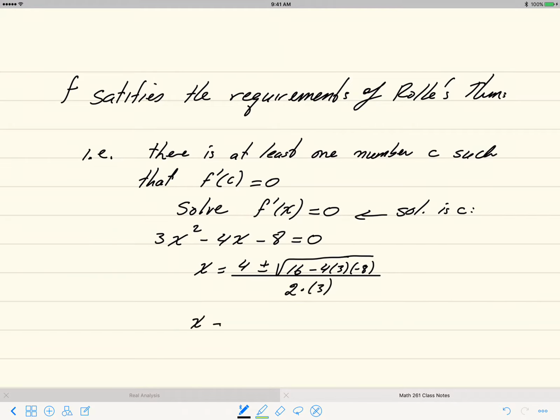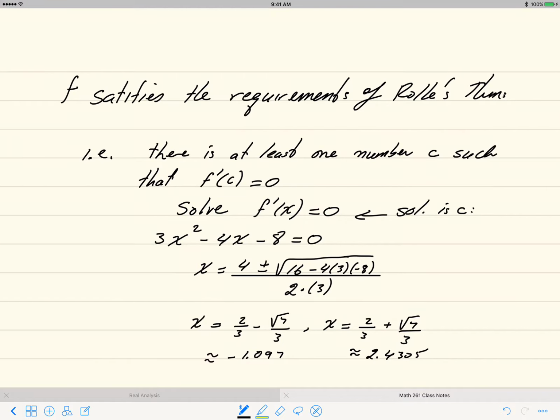Okay, so if you work this out, you end up with 2/3 minus square root 7 over 3 and 2/3 plus square root 7 over 3. Okay, so let's get the approximate values of these. So the first one is approximately negative 1.097 it looks like. And the second value is approximately 2.4305.